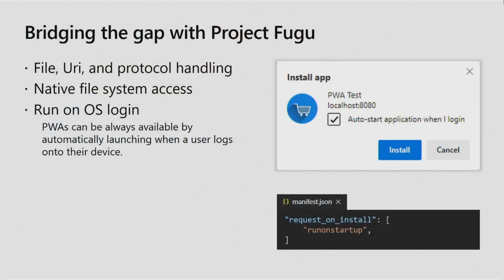And what this looks like is when a user goes to install your PWA, you can request that your PWA auto starts at OS login. The user then can opt in to that, and that opt-in gives the control back to the user. So the user still has control while still affording PWAs the new capability of the web. And Run on OS Login is expected to launch in Edge Canary this summer.